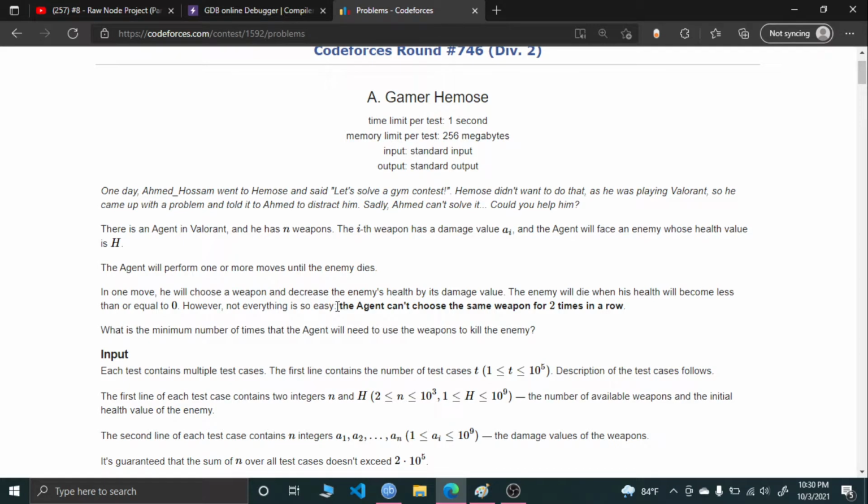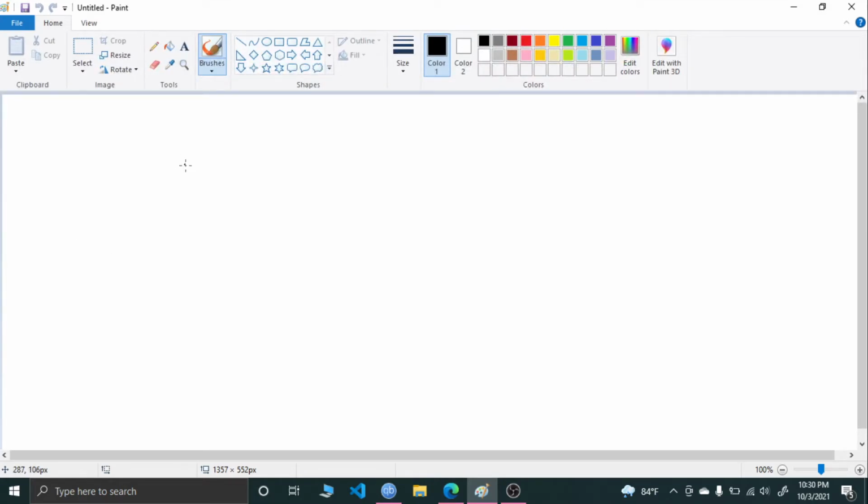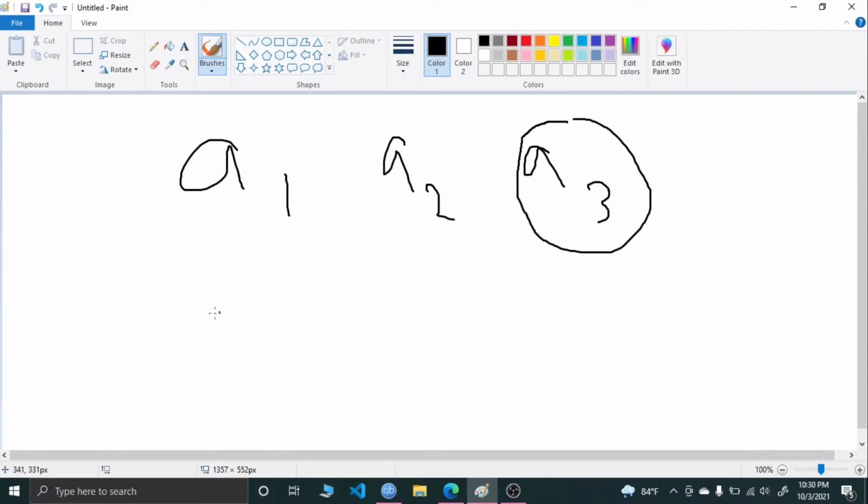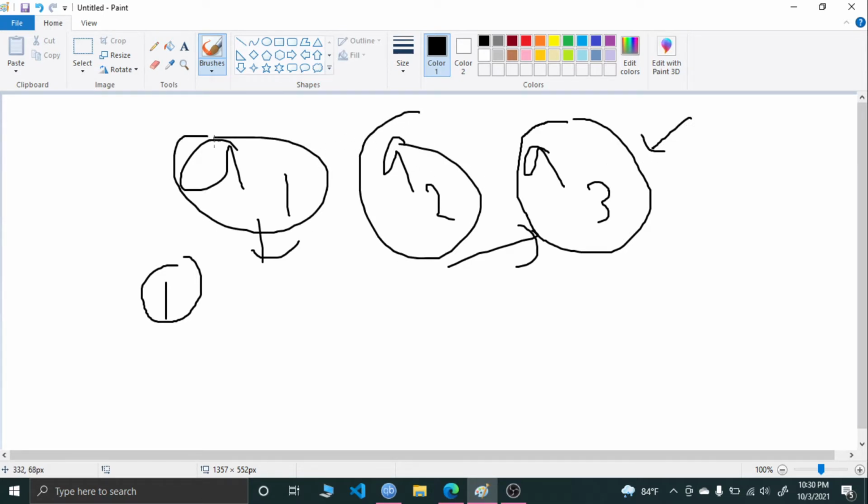Now the most important statement in this whole problem is this: the agent or the soldier who is going to shoot is not allowed to choose the same weapon 2 times in a row. What this means is, let's say I've got 3 weapons, A1, A2, and A3, and if in move number 1 I use the weapon which deals A3 damage, then in the immediate next move I cannot use A3. I have to use either A2 or A1. So I hope you're getting what the statement is actually referring to.